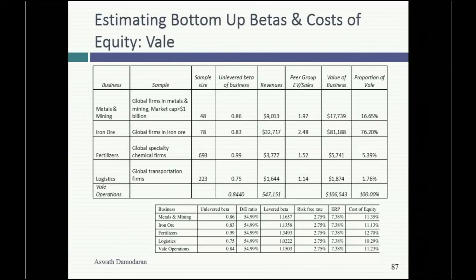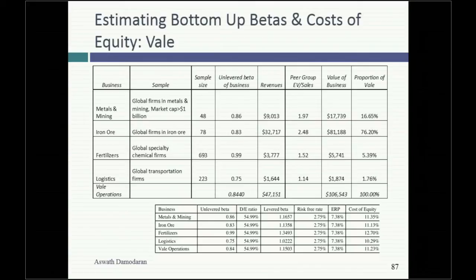Vale gave me the revenues by business, so that was like the question I asked you. And then I paused and said, you know what, the transportation business and the iron ore business, the revenues are not the same. I should be adjusting these revenues for value, because that's the end game. I'd really like values. So I went back to my sample of companies, the 48 companies from which I got the betas, and I computed a ratio for each company by taking the enterprise value. You know what the enterprise value is? Market value of equity plus debt minus cash.